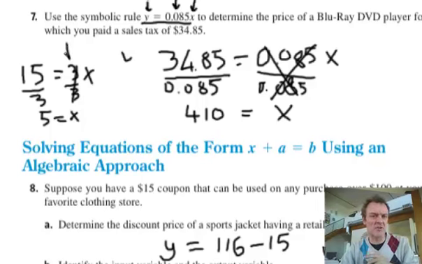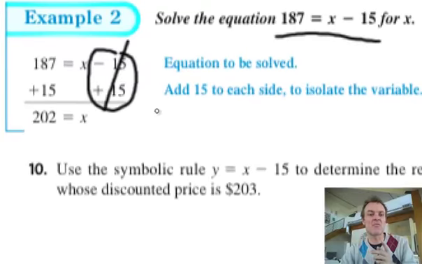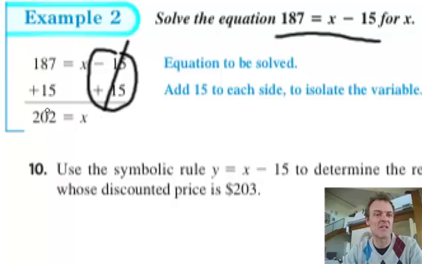Here's the one nicely clearly written. To get rid of that 3 next to the X, I divided by it. Okay. This time, to get rid of that negative 15, I added a 15. All right, to get rid of it. And if I do it to both sides, I will get $202.